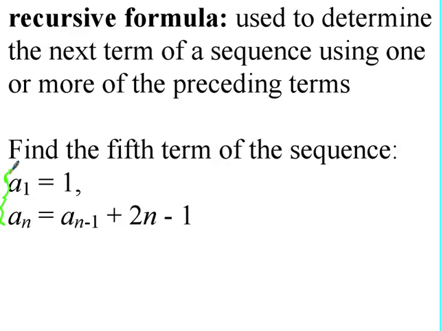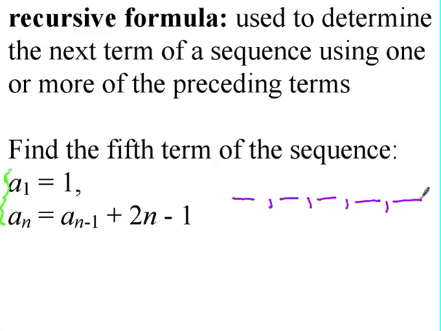Now the root word of recursive is recursion. Recursion is something that keeps cycling. So if I look at this, a recursive formula will always have the first term given. In this case, in order to find the fifth term, I need to find the previous four. So really what I need to do is fill in the blanks: 2, 3, 4, 5. And so that fifth one is what I want. It's not just a matter of plugging in the number 5 and getting that.